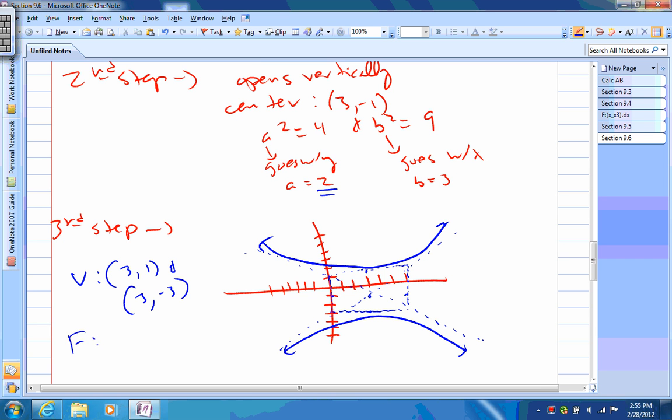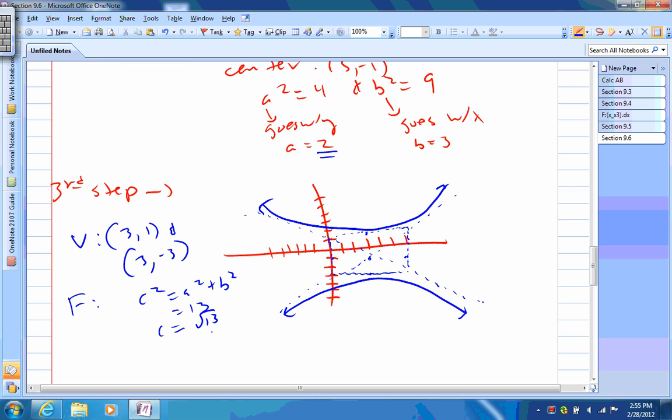For your foci, remember c squared equals a squared plus b squared. So that's going to equal 13. So c equals root 13. And the foci will be roughly here and here. I didn't do this totally accurately, but that's where they are going to be roughly.